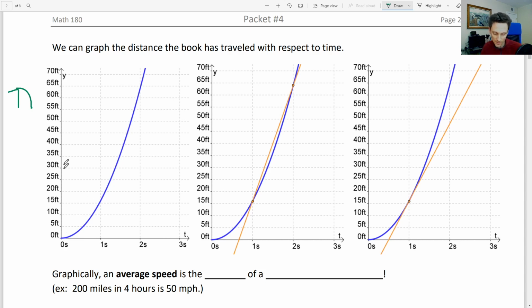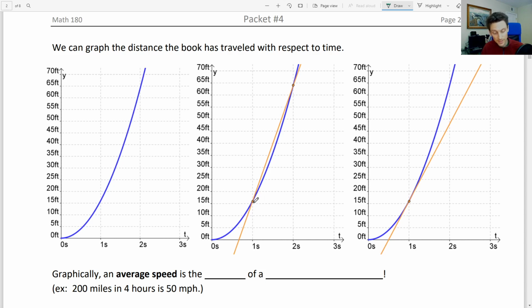But here, since we're interpreting y as being the distance that the book has fallen, at the very beginning it hasn't fallen anything, and then it falls down more and more. So for example, at t equals 1 second, the book has fallen about 16 feet. At t equals 2 seconds, the book has fallen about 64 feet. So there's a visualization of the distance function over time.